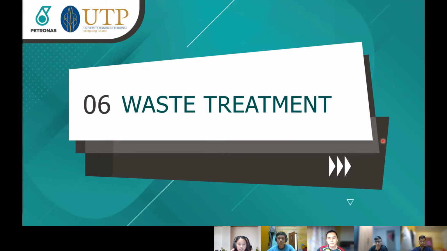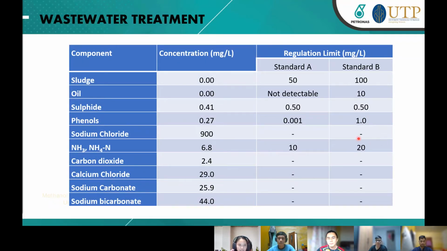Thank you, Jared. Next, for waste treatment. Since this plant itself is already a wastewater treatment plant with additional function of turning waste into value-added products, there is no additional process needed to treat the final discharge, since every contaminant is below standard A and standard B, which means that this plant is good to go and able to comply with OSHA standard.